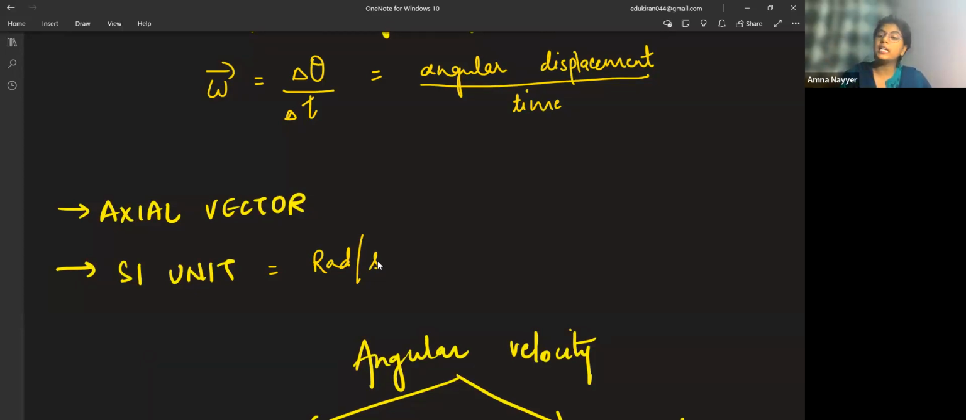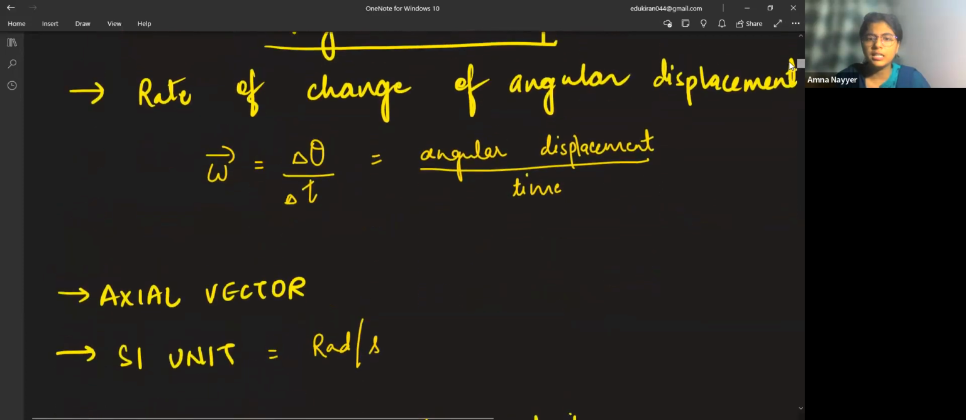Now, the way in our motion in a straight line, we had the types of velocities. Remember, instantaneous, average, everything we'll discuss here also, just analogous to it. Just write down this.